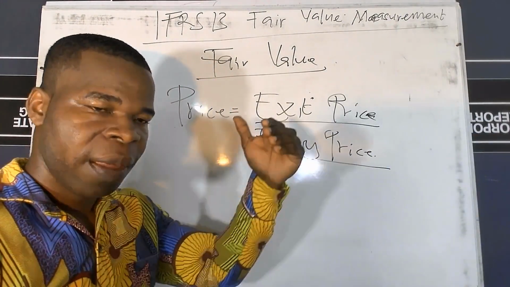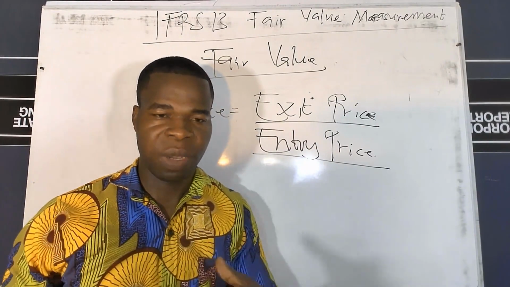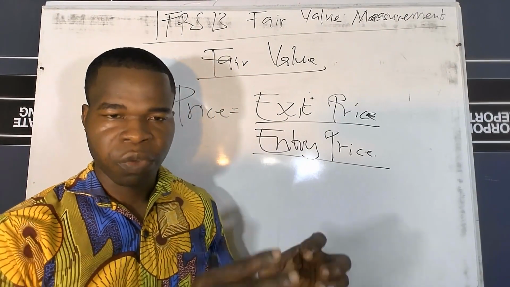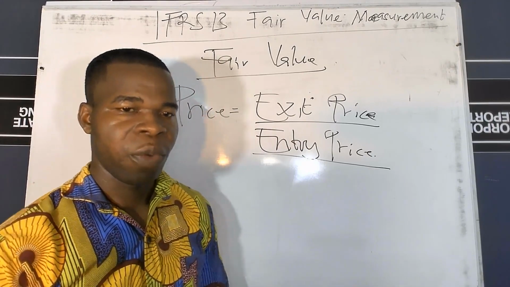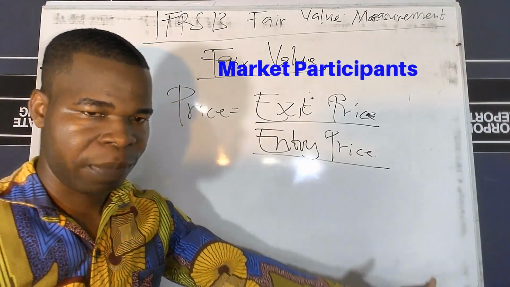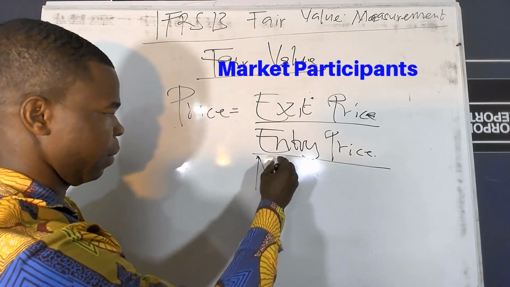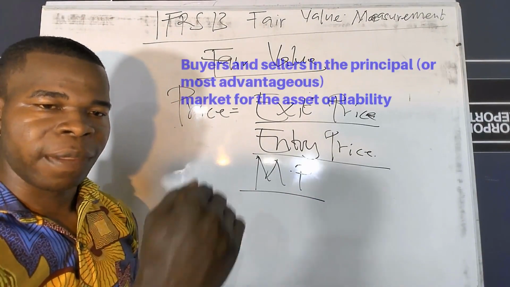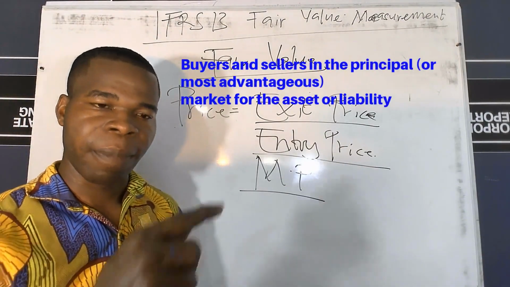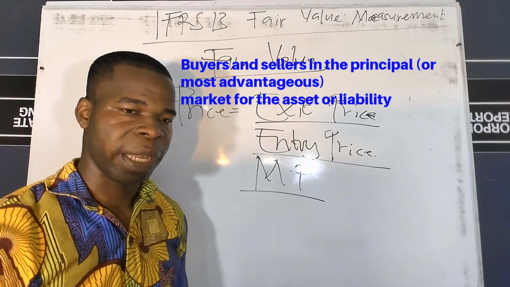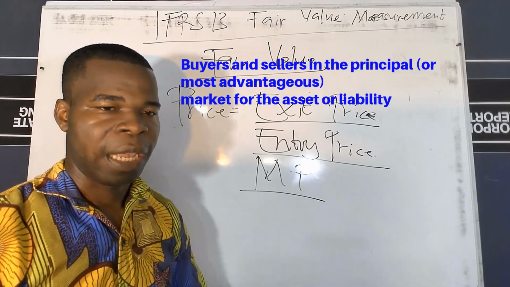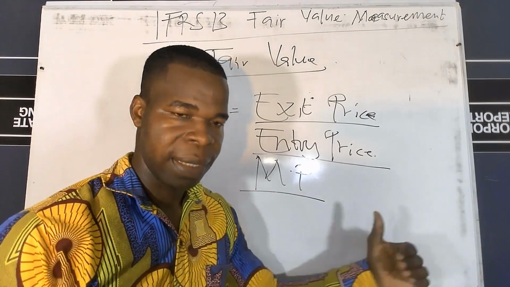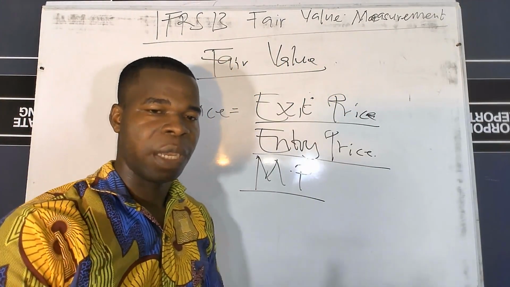It simply means that those involved in the transaction are not forced, not coerced, not influenced to enter into the transactions. And then we also have the market participant. When we talk about market participants, they are the sellers or the buyers in the principal or the most advantageous market to sell an asset or a liability. So we are looking at the buyers and sellers in the principal or the most advantageous market.